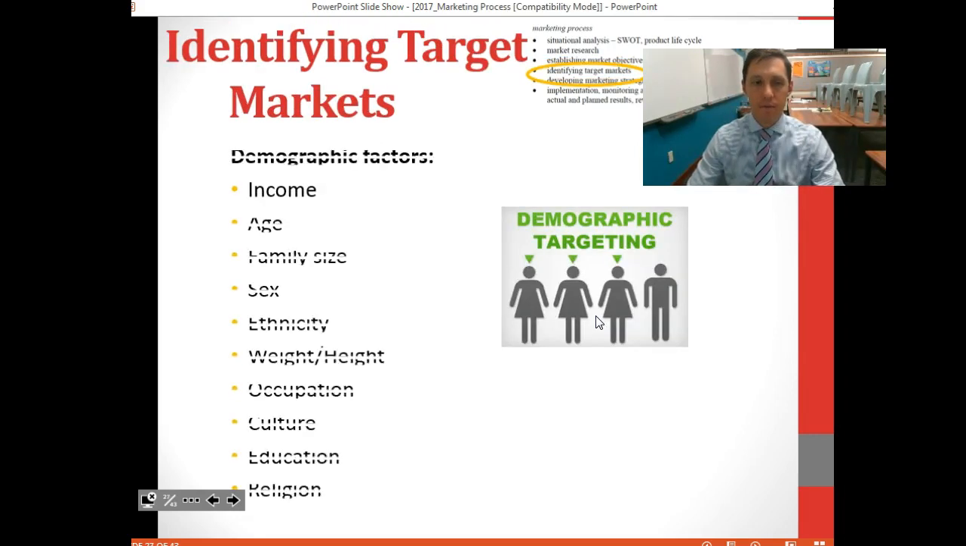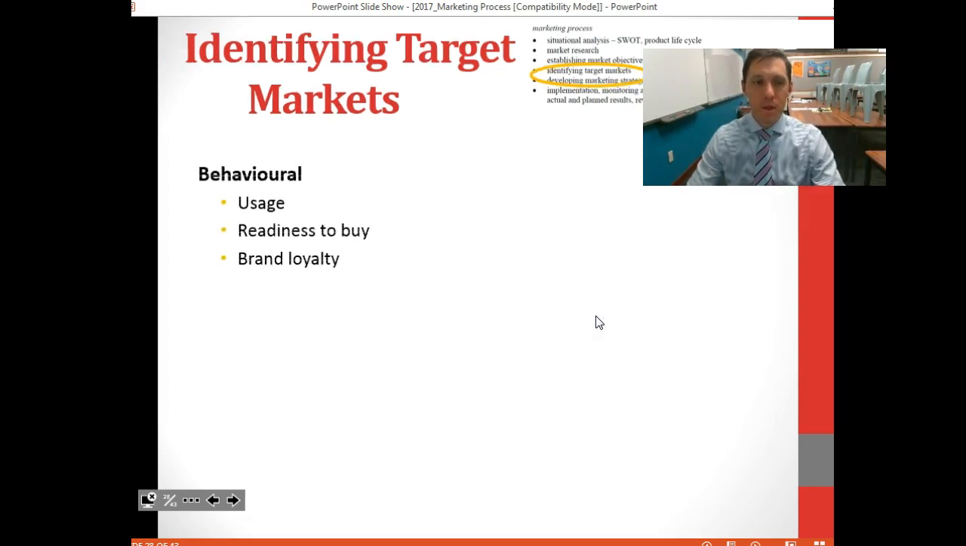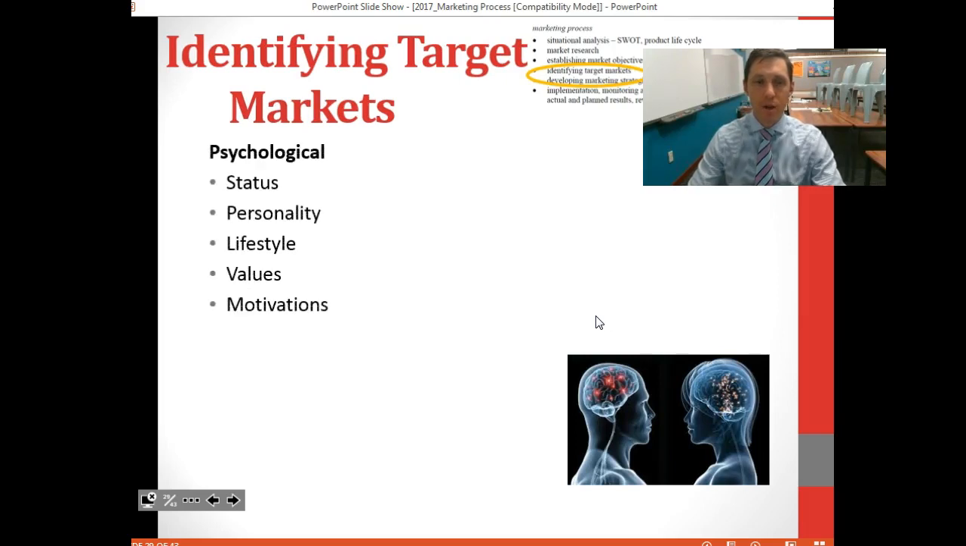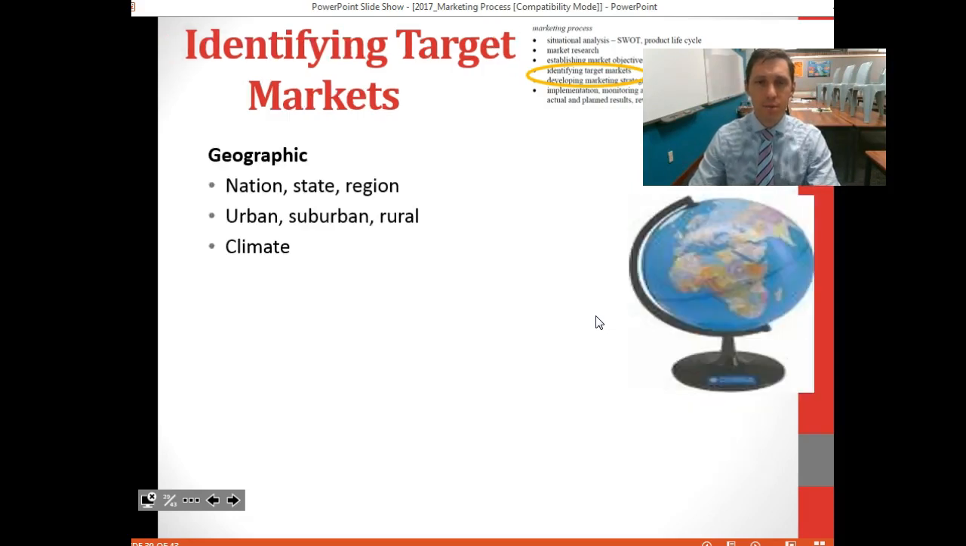So quickly, demographic factors are things like income, age, family, sex, ethnicity. Behavioural factors in terms of market segmentation are the usage of the product. Are they ready to buy the product right now? How loyal are they to their brands? Do they exhibit brand loyalty? Psychological factors, things like the status of how people view a particular product. Personality types, type A personalities, for example. Their lifestyle choices, the values which they hold important to them, and potentially motivations as well.